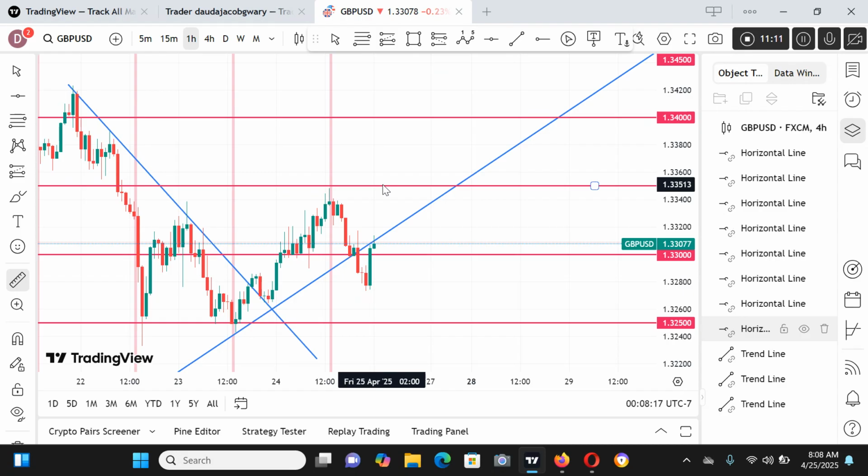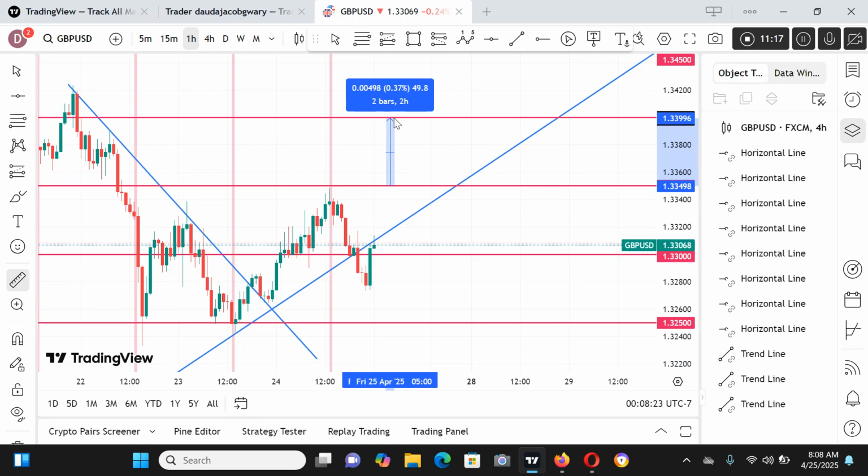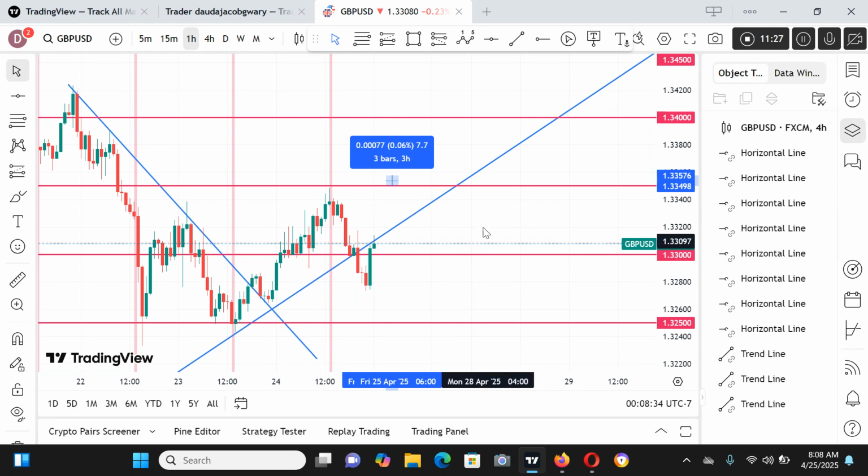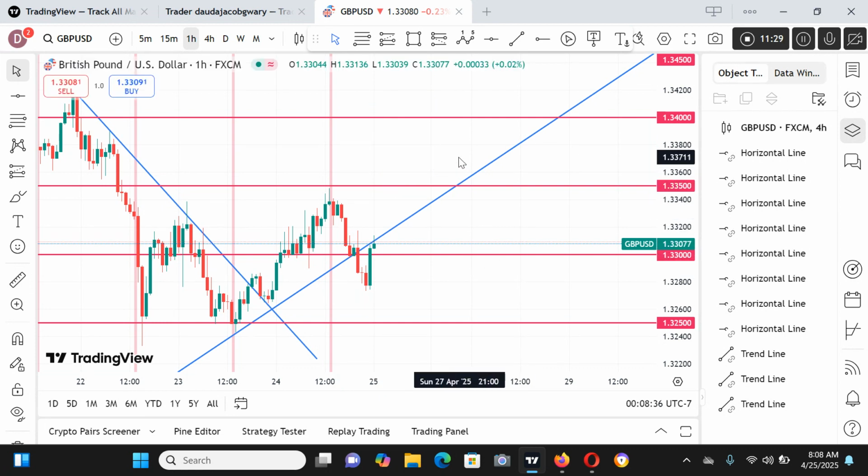Distance between this psychological level to the next one is how much? You can see it is 50 pips. 50 pips. So we are very correct. So this is how to plot psychological level on GBP USD.